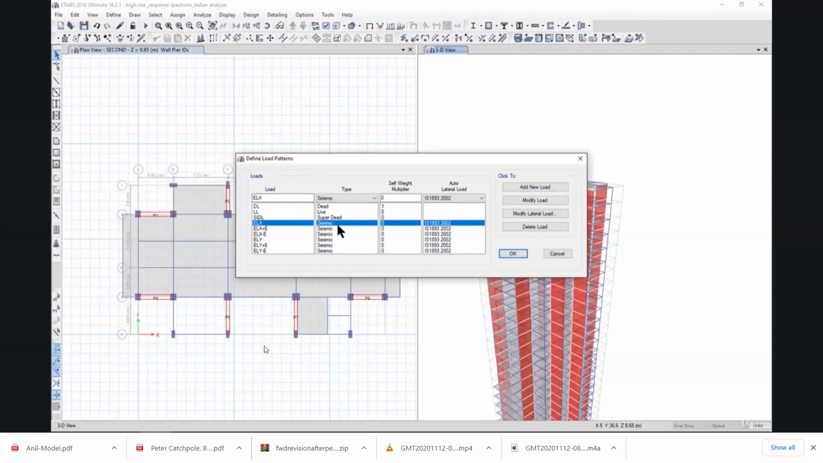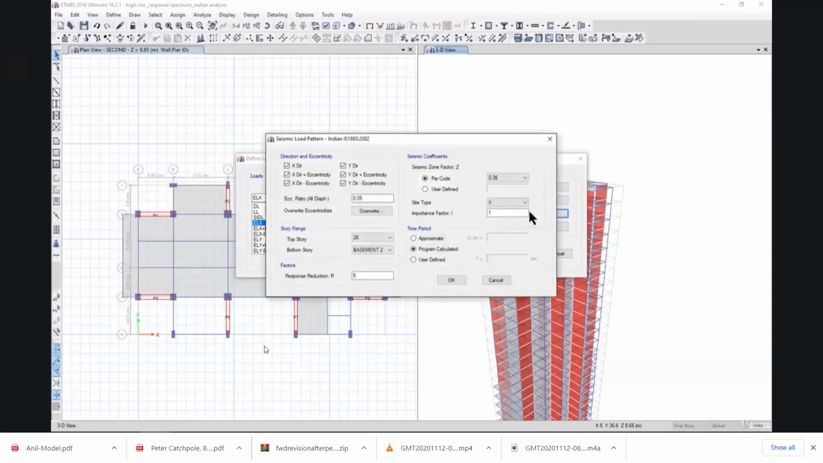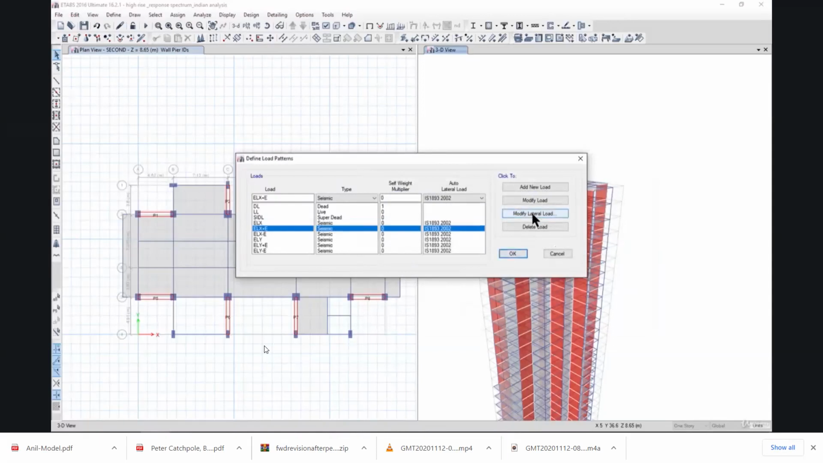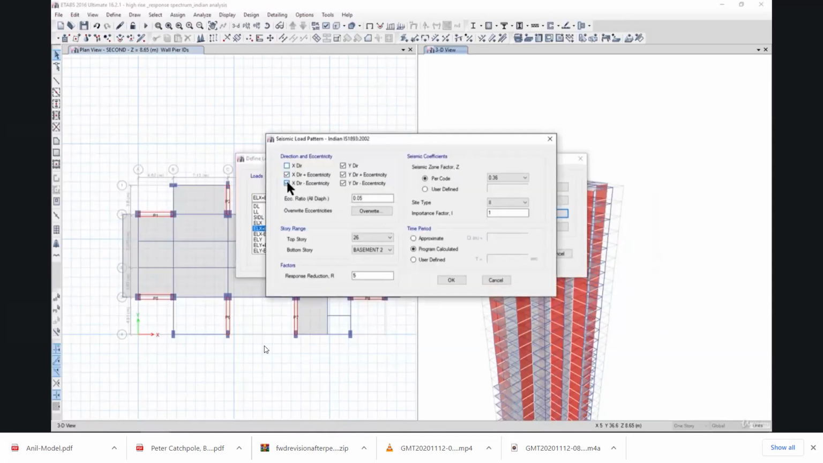So now we need to check exactly what input we are providing here. So left click on modify lateral load. You notice that by default it has all the boxes checked. That is wrong. So for ELX, ignoring eccentricity, we will consider bottom story as stalled, response reduction factor as 5. Zone factor is 0.24 for Delhi. Site type is 2, that is medium soil. Importance factor is 1.2. After that, time period is user defined, that we had calculated as 2.242 seconds. Left click on OK. Same shall be done for all the remaining seismic loadings.